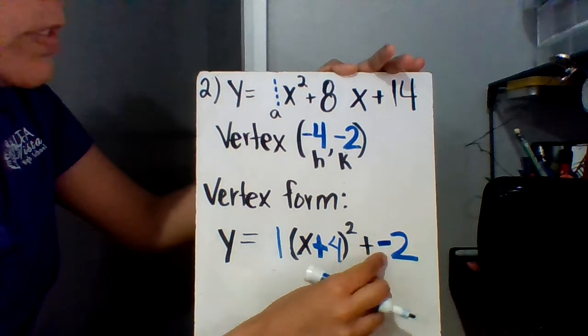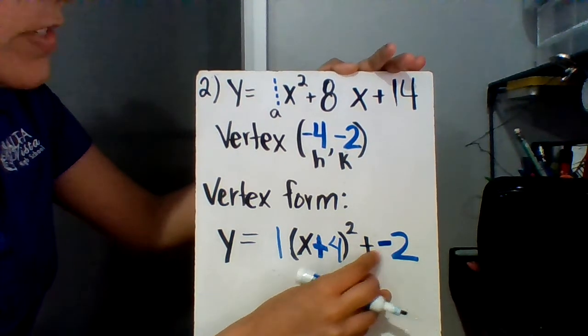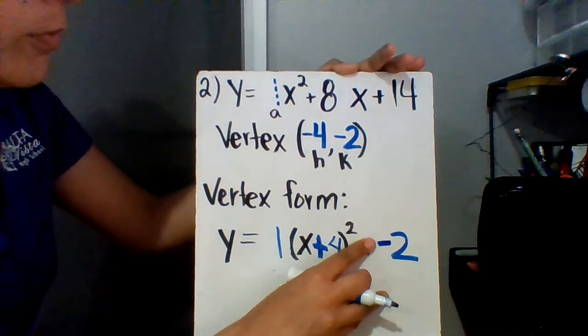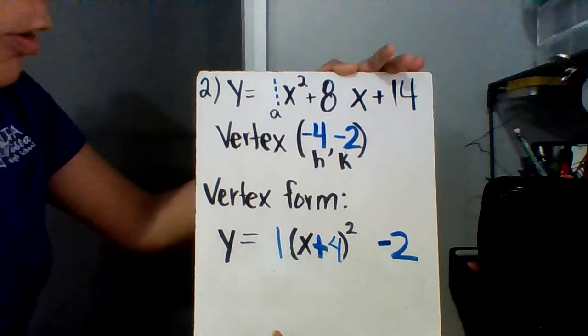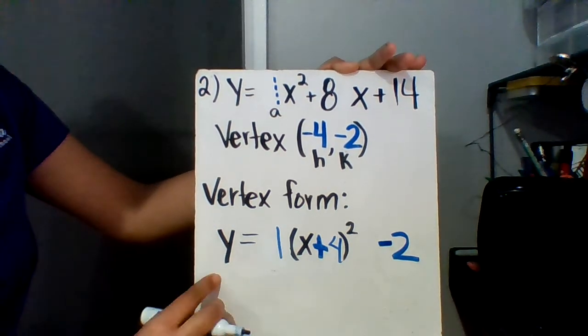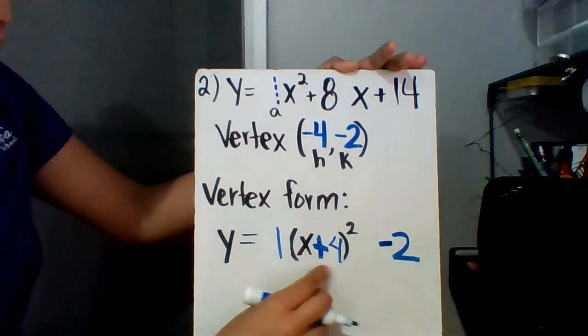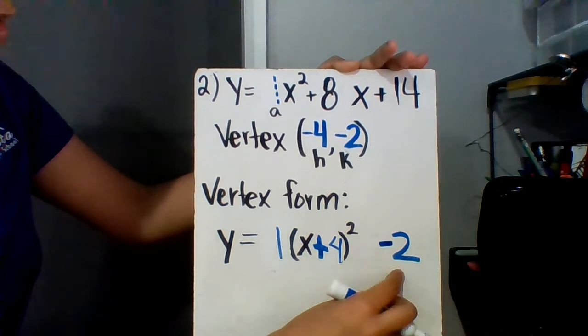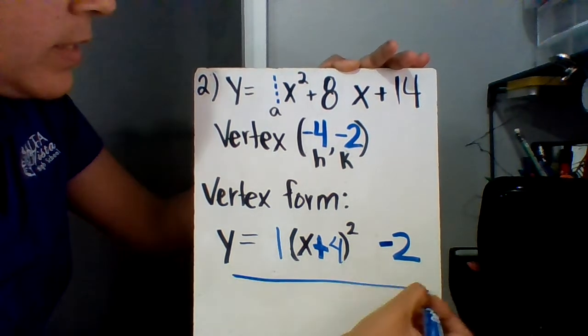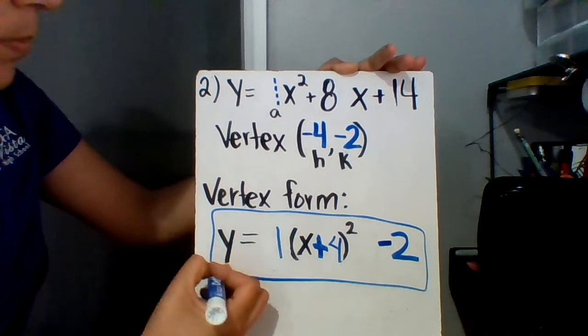And so again, we have two signs. A positive times a negative is just a negative, so we don't have to put the plus sign. So our vertex form answer is y equals (x plus 4) squared minus 2. That is our answer in vertex form.